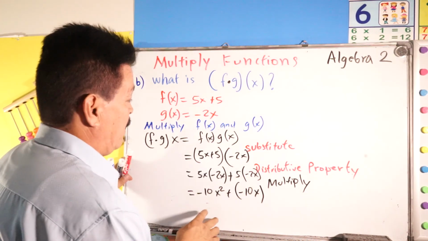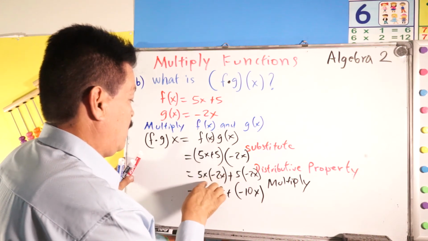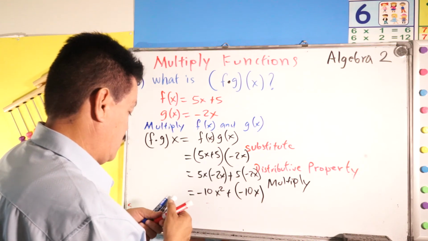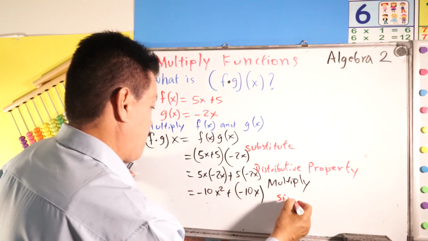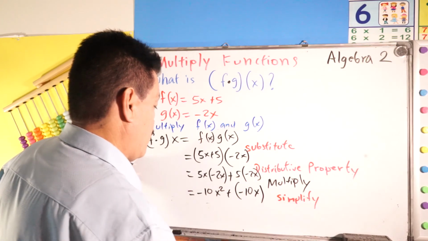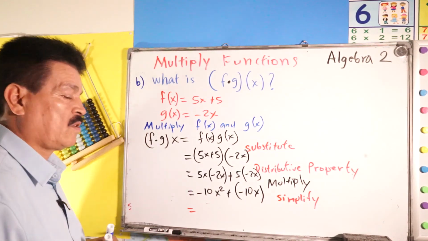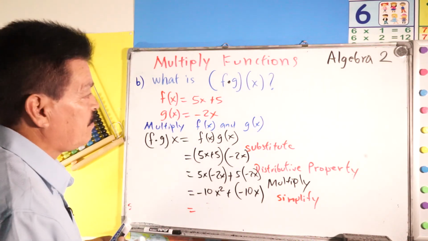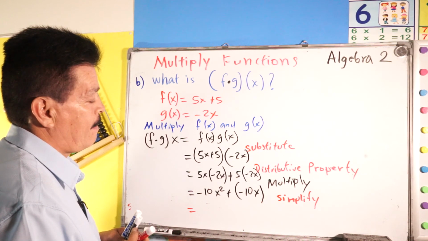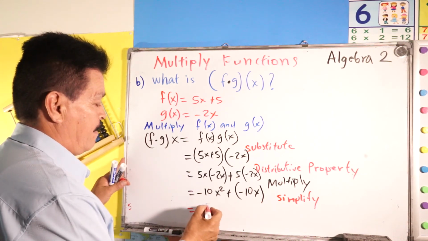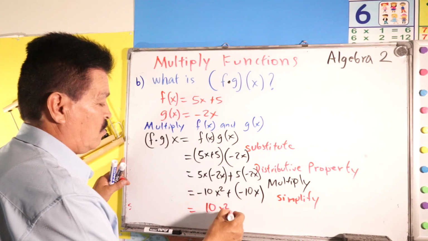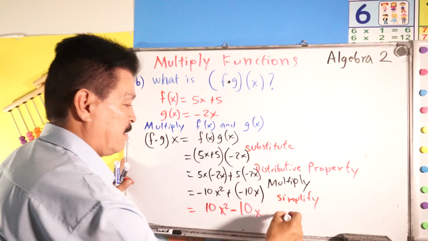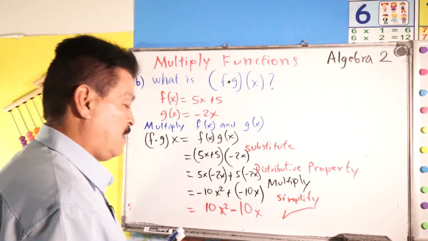Now we have to simplify here. x times x, yes, it's fine. So now simplify. How do we simplify it? Just take it out of the parentheses and that's it. Negative 10x to the second power minus 10x. All right, this is our conclusion.